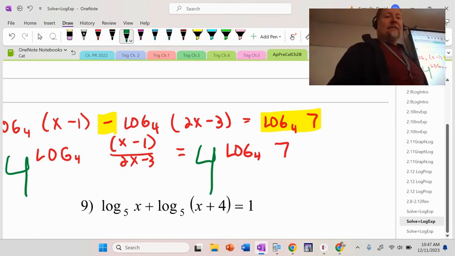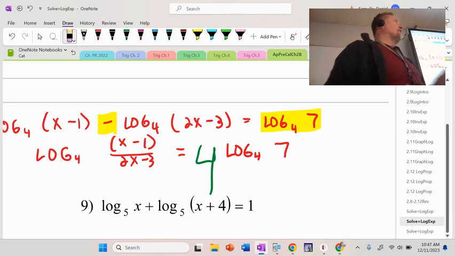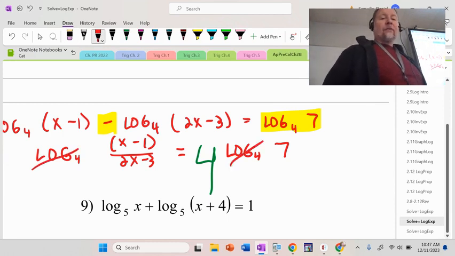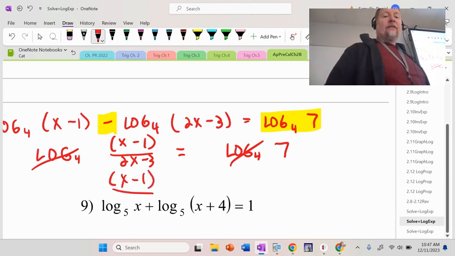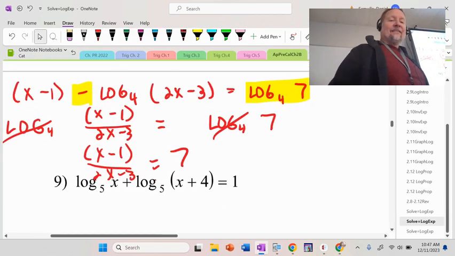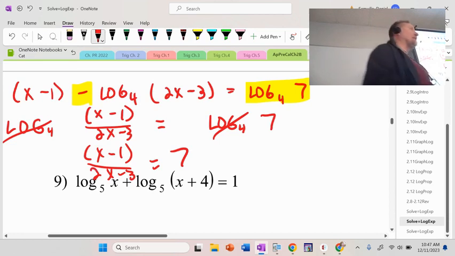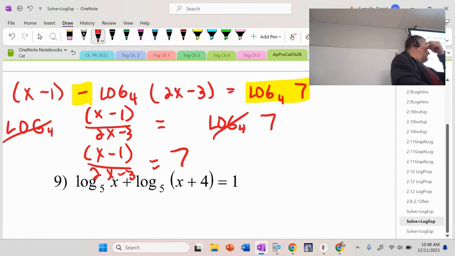But really, isn't it the same thing? Log times log equals log times x. The only way that could be true is if the argument equals x. But if it's log of this equals log of that, the only way that's true is if this equals that.